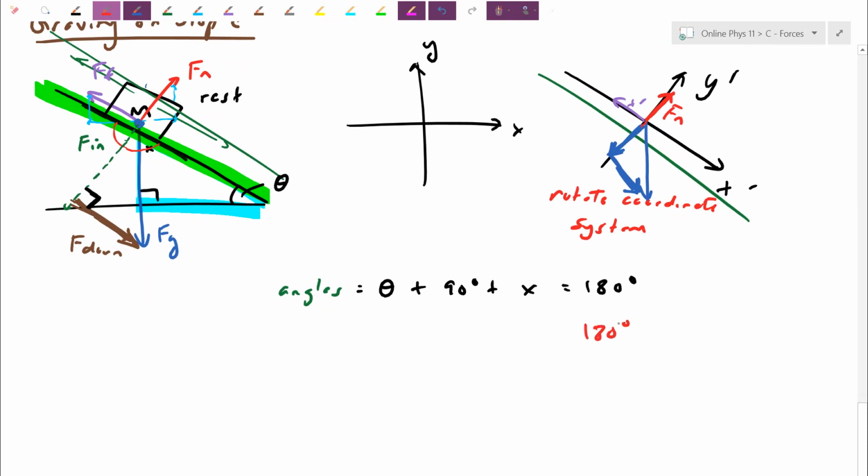So 180 for the line is also made up in this case here. In my new coordinate system, this one here is a right angle. So that one there is going to be 90 degrees. The x there is exactly the same angle we had labeled for the first triangle. So there's still an x.